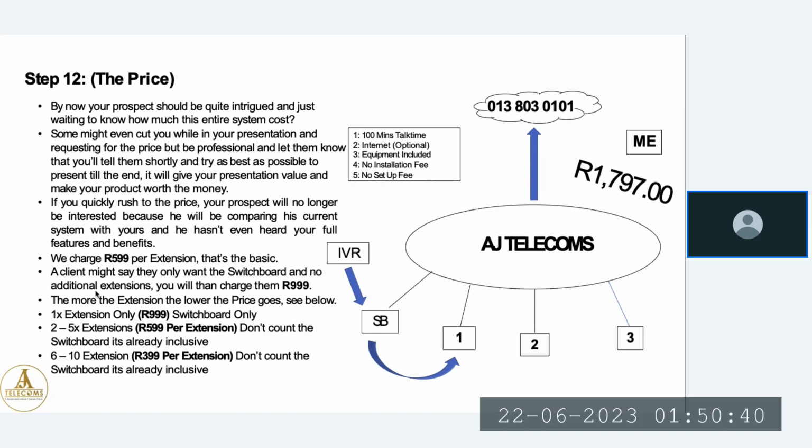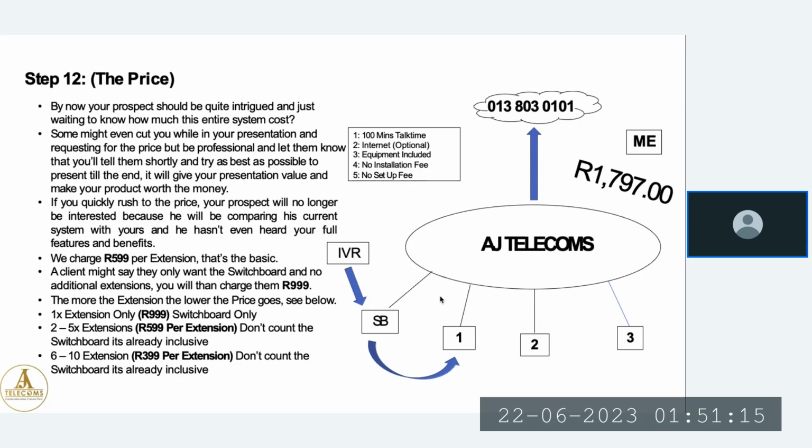And then, for example, the more the extensions, the lower the price goes. So see below, if they're taking a switchboard alone, as I explained, it's $9.99. From 2 to 5 extensions, it's going to be $5.99. So don't include the switchboard. It's already inclusive, so you can use that as your deal breaker as well. For example, if you look at this picture here, there are 3 extensions plus a switchboard. It makes it look like 4. So you can tell the client that you're going to charge him for 3 extensions. So it's 5.99 times 3, which is going to be $17.97, meaning you're giving him the switchboard complimentary, or you're giving him the switchboard for free.